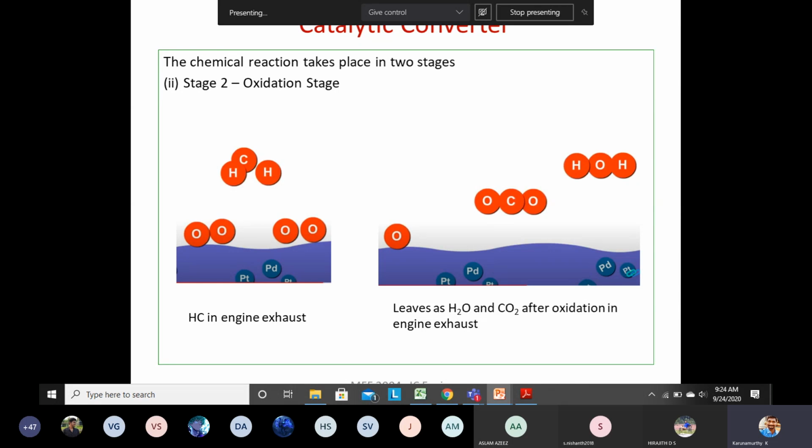Okay. So this water vapor, carbon dioxide, and in the first stage of the reaction, the reduction process, we are going to have only nitrogen, right? So these are going to be let out to the surroundings, which is not considered harmful, right? Which is not harmful for human beings. Okay. So this is the reaction that is taking place inside the catalytic converter, right?